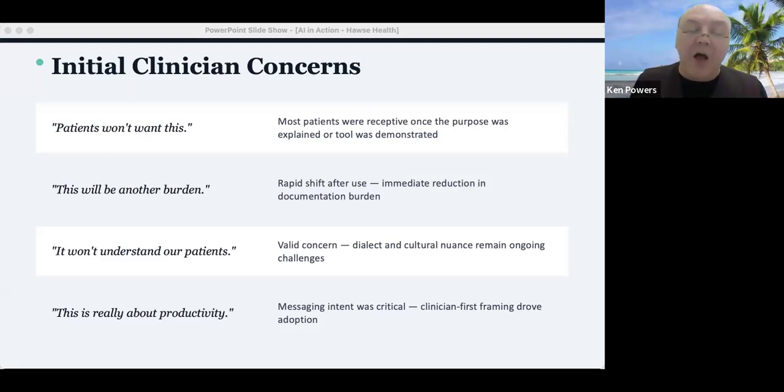And then some clinicians were a little more skeptical, like, "Oh, this is just about productivity. You're just trying to make us increase our numbers." But when we were able to explain that this is not about increasing your productivity, this is about decreasing your stress, this is about decreasing your documentation burden, that was much better received than if we were to tell them, oh, this is going to increase your productivity. If we could go to the next slide, please.